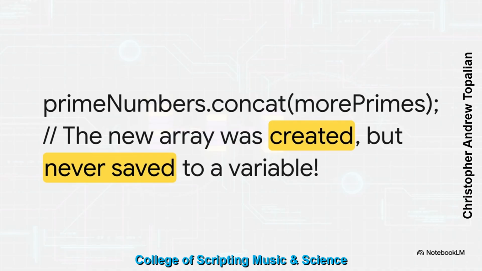All right, I'm going to trigger a common simulation error. This is the mistake almost every rookie makes. They've got their primeNumbers, they call .concat with more primes. I mean, it looks right, doesn't it? But there is a fatal flaw in this code. Can you spot what's wrong?